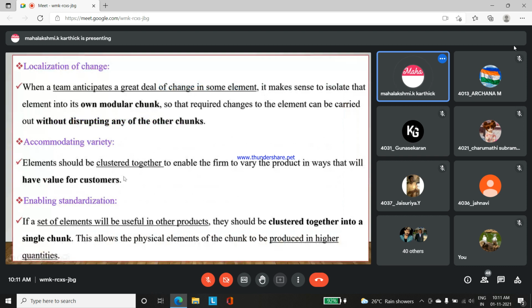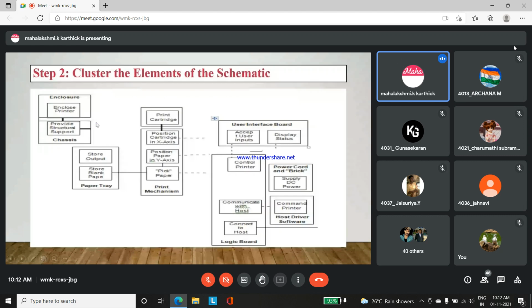Accommodating variety, clustering together. Best example, the HP printer: there is a lot of variety, like printers that can be used for students, office purposes, and printing photos. So for accommodating variety, elements should be clustered together to enable the firm to vary the product in a way that will have value for the customer. According to the customer demand, grouping these elements will be helpful. They tell it like that.